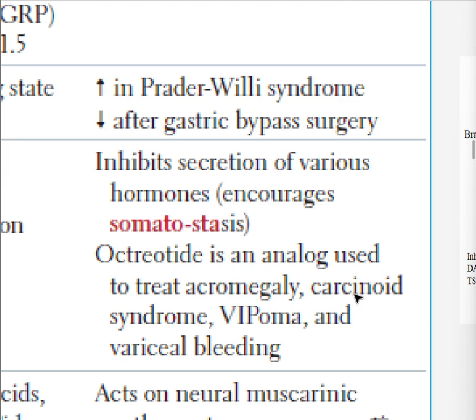Then we have something called carcinoid syndrome. This is a neuroendocrine tumor, often from the ileum, that secretes serotonin and other vasoactive substances. Again, that leads to flushing, diarrhea, bronchospasm, and right-sided heart disease. Somatostatin or octreotide inhibits secretion of serotonin and other vasoactive peptides from the tumor. So the result is mainly symptomatic treatment.